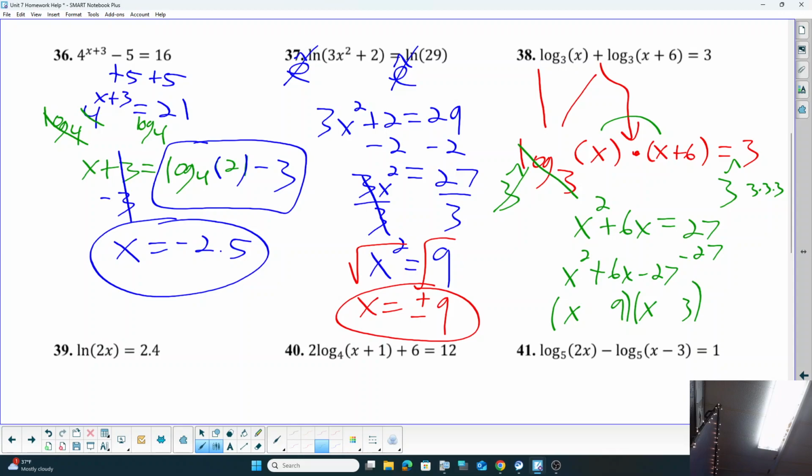So then we get x squared plus 6x minus 27 equals 0. 27 is 9 times 3. So we factor it, and setting each factor to 0, x equals negative 9 and x equals positive 3. We can't do a negative number in the log base, so that doesn't work, and that one does work.